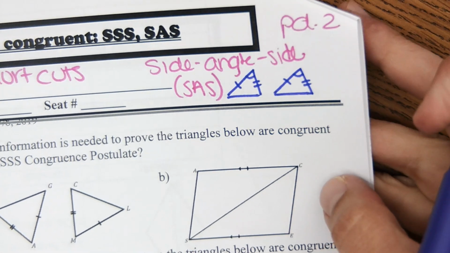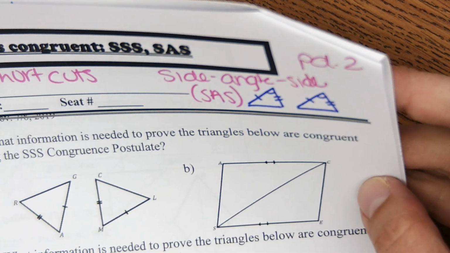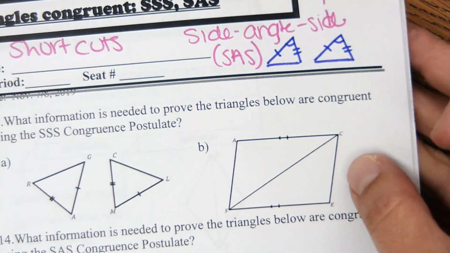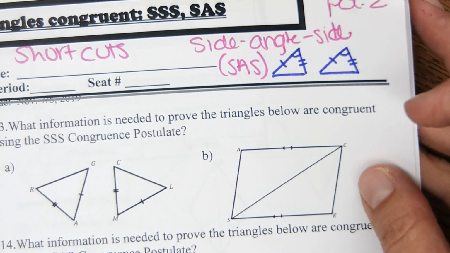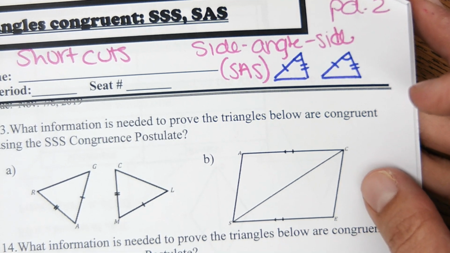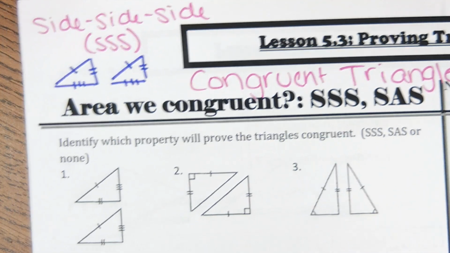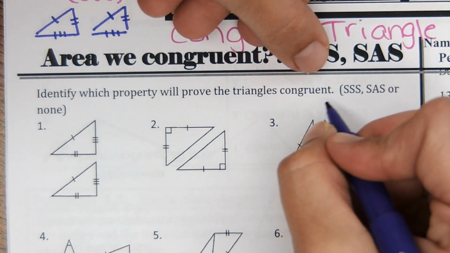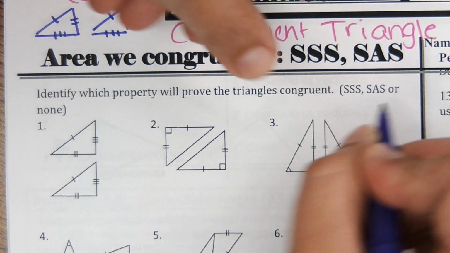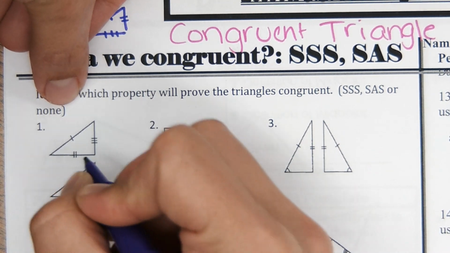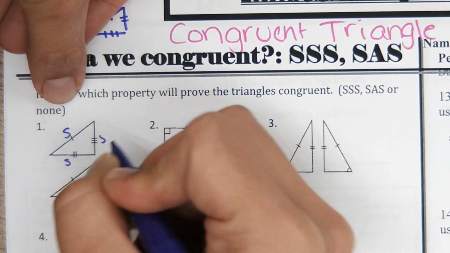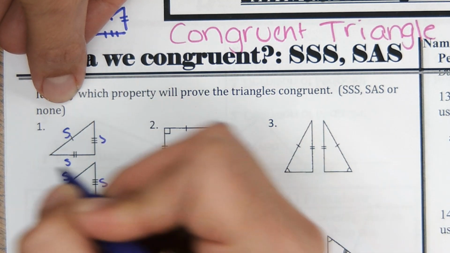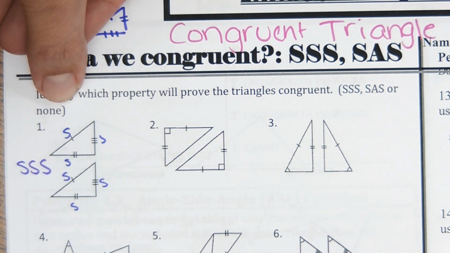Okay, so now we're going to practice using these two congruence statements. And we're going to learn a total of 4 today. The 4 that we're going to learn are up here, but for right now, we're just focusing on those first two. So it says, identify which property will be used to prove the triangle is congruent, either side, side, side, side, angle, side, or none. Okay, so the first one, we have side, side, side equals side, side, side on this. So therefore, we have side, side, side congruence.